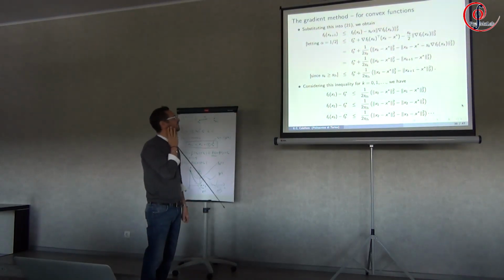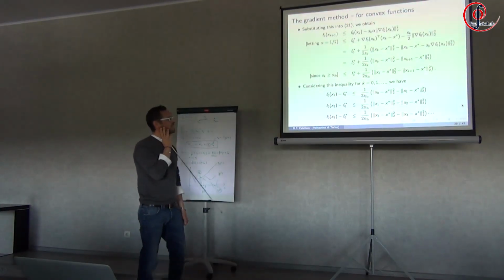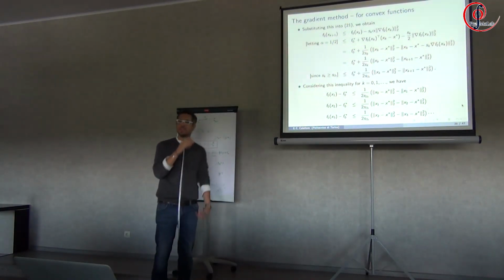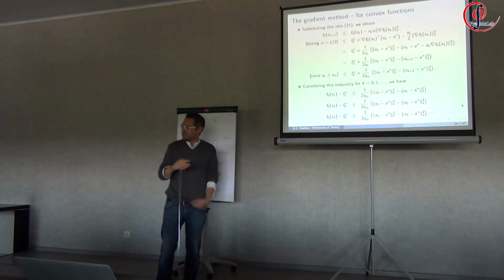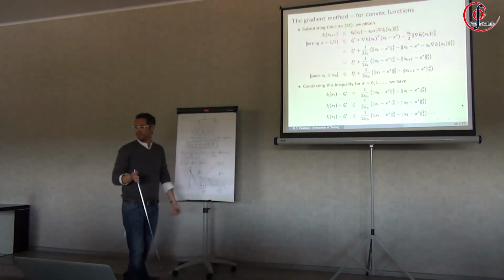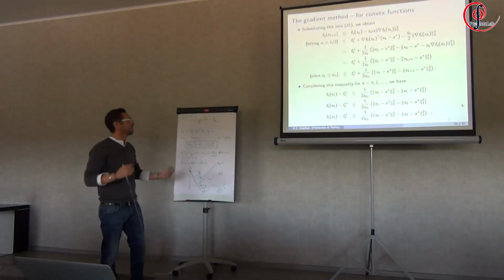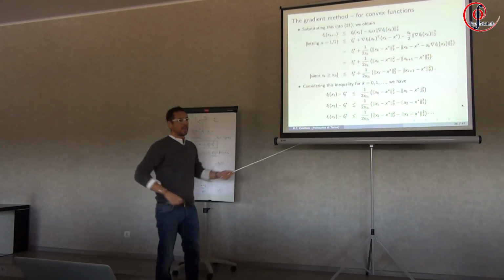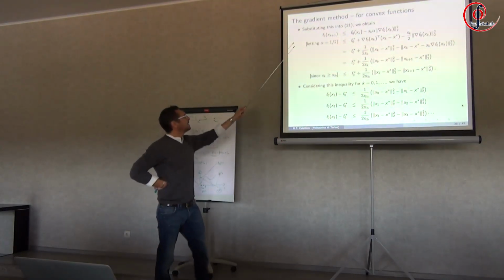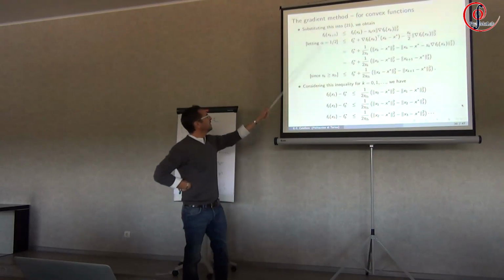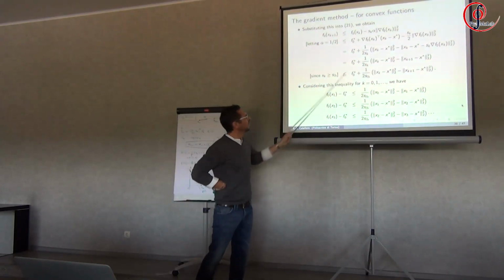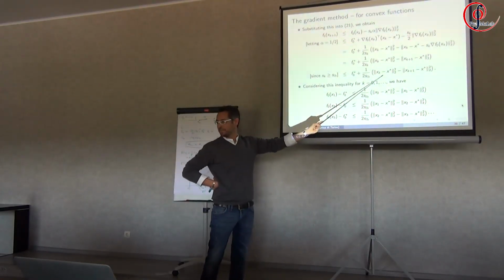I find it quite incredible that it is so complicated to analyze such a simple algorithm. I think that the simplest algorithm that we know for optimization is the gradient algorithm. It's already a mess. Anyway, so let's consider this inequality here. From here, after all this chain, we get here.